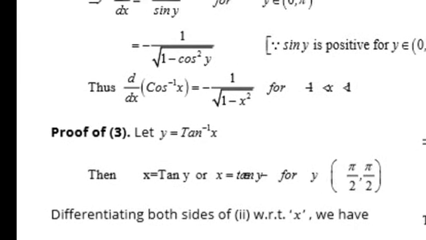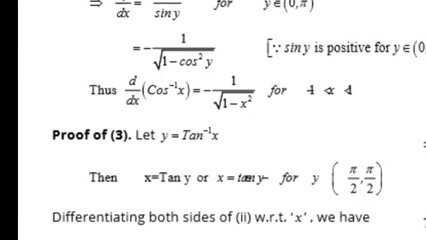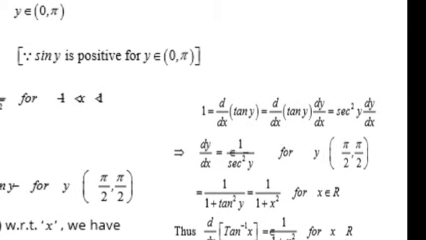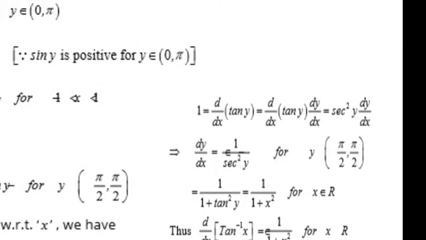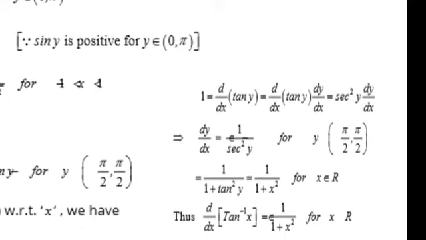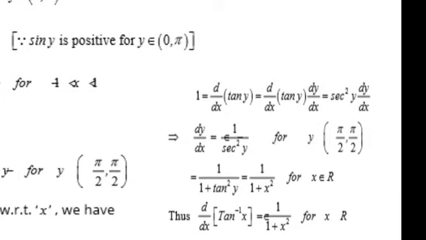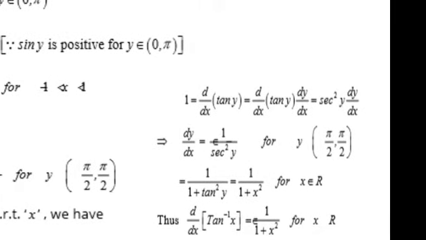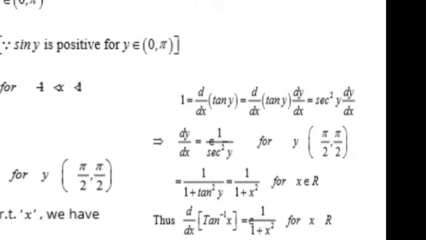Now to find the derivative of tan inverse, tan y is equal to x. Now differentiate these values. The derivative of x is 1, the derivative of tan is secant square, and the derivative of y is dy by dx. Now we divide secant square to the right side. Secant square is equal to 1 plus tan square, and tan is equal to x. Therefore the answer is 1 over 1 plus x square.